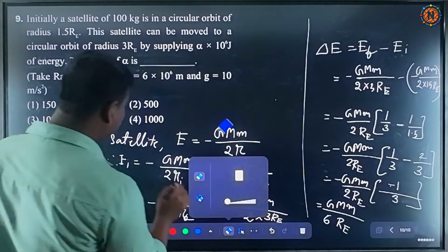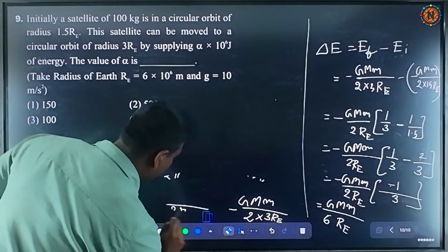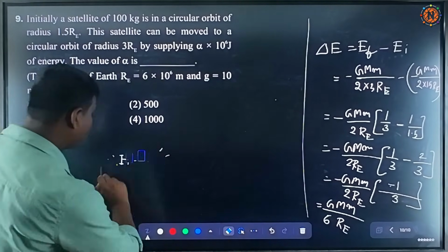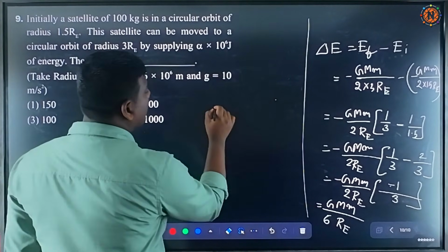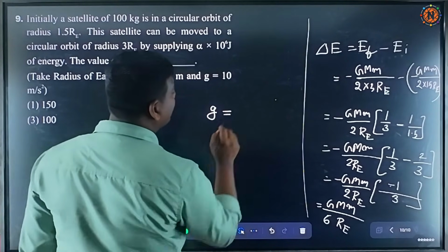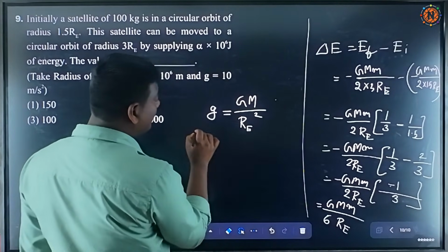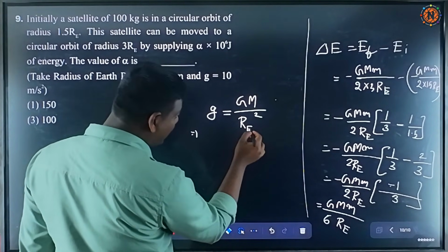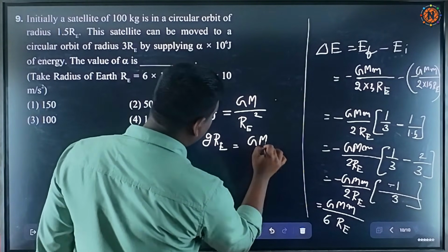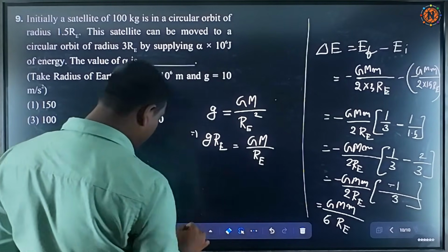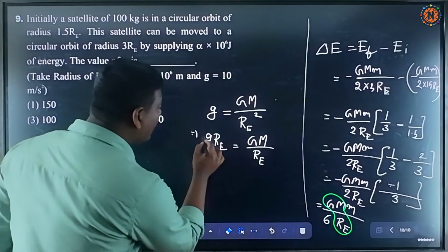Okay. This energy is given in terms of alpha. Let us calculate. See, the acceleration due to gravity at the Earth's surface can be written as g = GM by Re square. Yes or no? So from here, take one Re at this side, so that will be g into Re, and it will remain GM by Re. Yes. So in this equation, GM by Re we can write as small g Re.